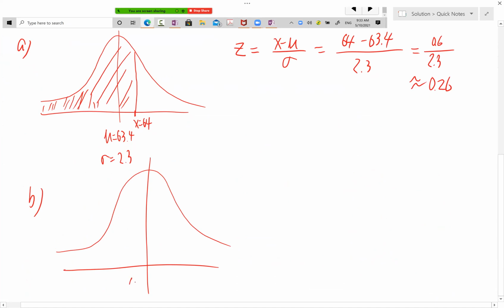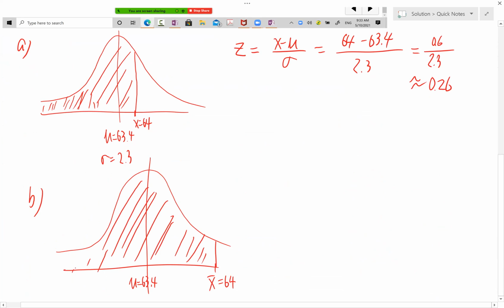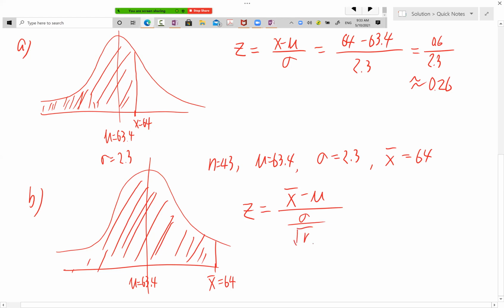Okay, now the mean is still the same. Notice that the z-score will be a lot bigger here. So now x bar, the sample mean, equals 64. So we want this area right here, area to the left still. But since we have a sample of 43 women, and the mean is 63.4, sigma is 2.3, and x bar, the sample mean, is 64. So we find the z-score first: x bar, subtracting the population mean from the sample mean, dividing by sigma over square root of sample size.